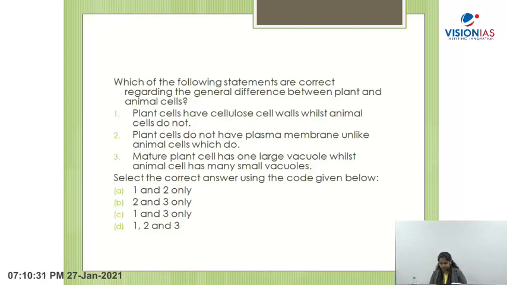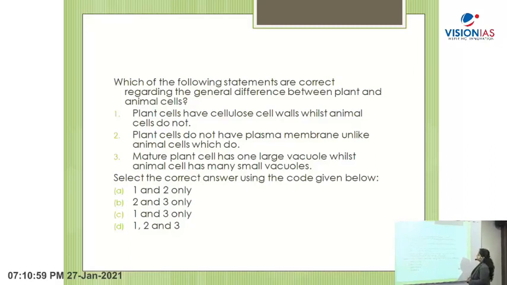Okay, so I have answers coming in. Kunal, Vishwanath, Ramya, Abhinash, Prachi. So everybody is saying the answer should be C. Let's see. Which of the following statements are correct regarding the general difference between plants and animal cells?